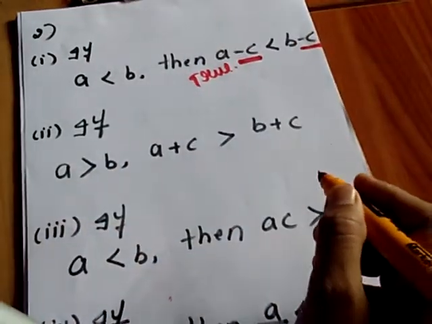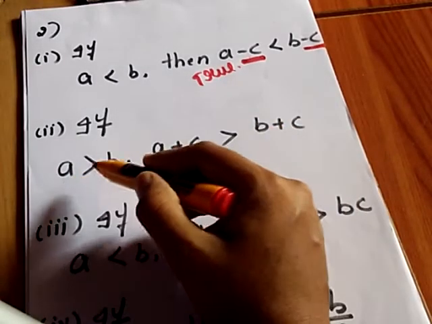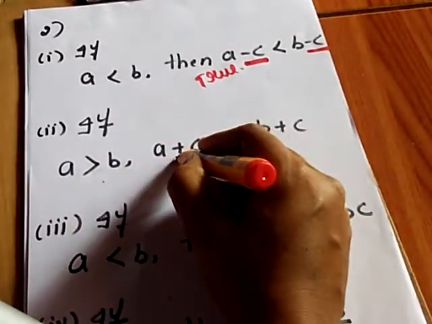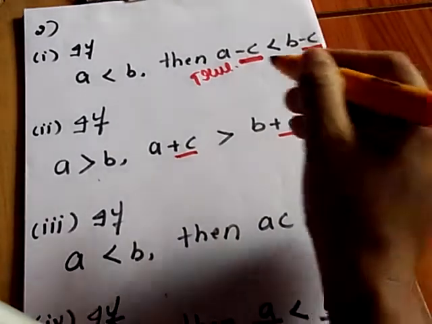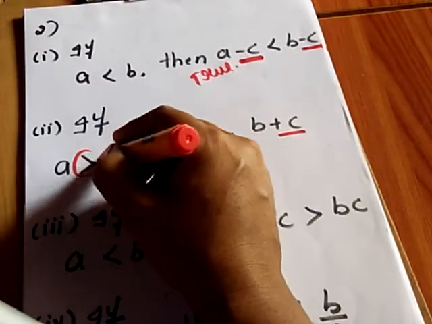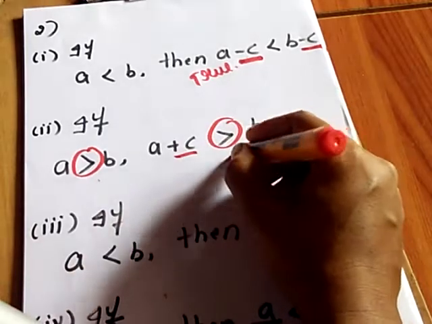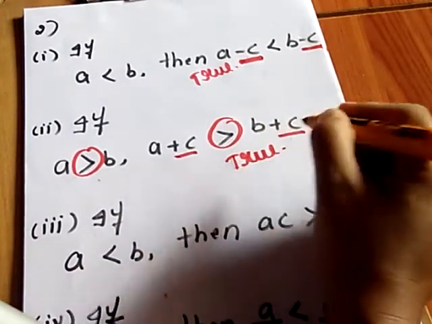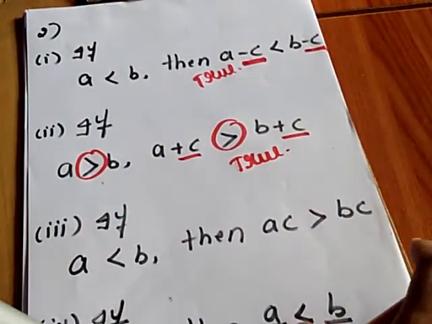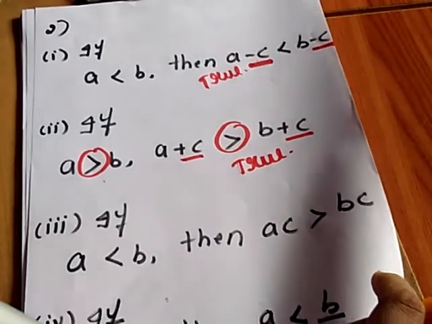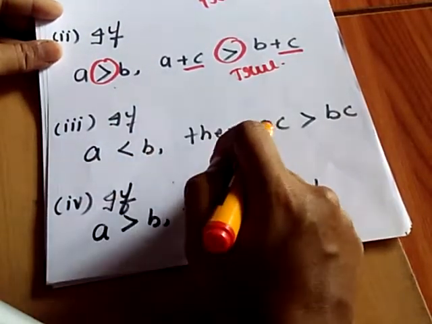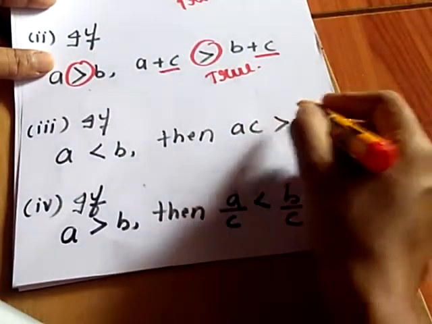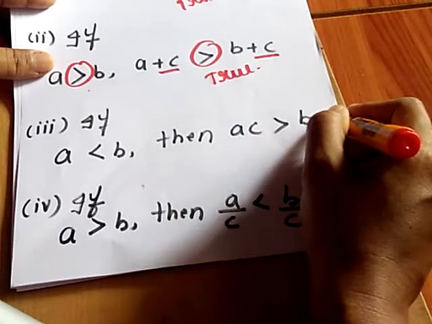In a similar way, second problem, A is greater than B. Here also the concept is that C is added on both sides and hence there is no change in the sign of inequation. So this statement also remains true. Coming back to the third question, the given inequation is A is less than B, but A into C is greater than B into C.